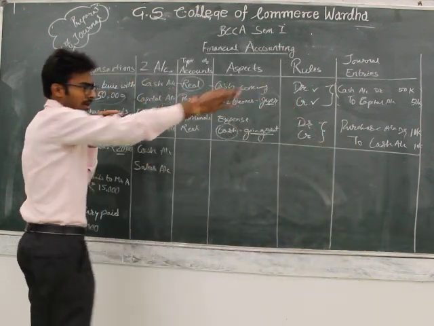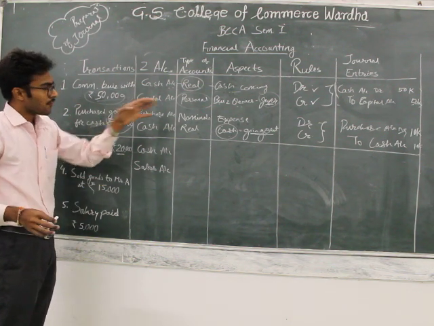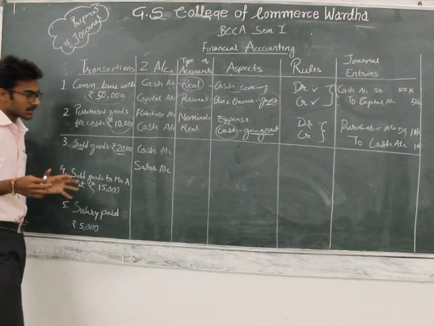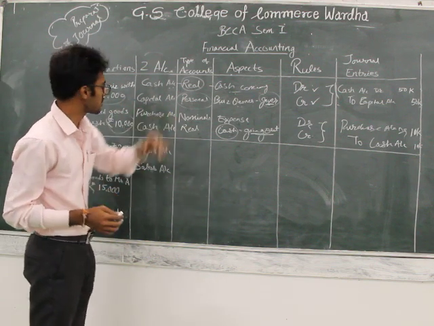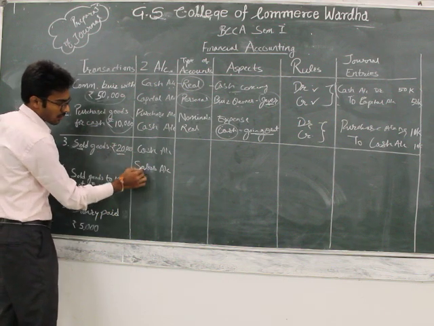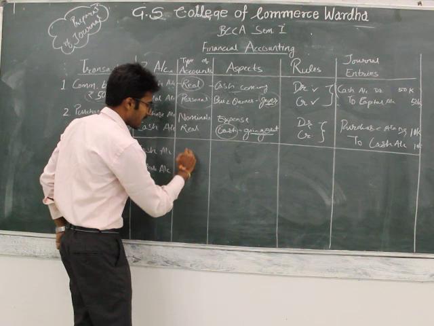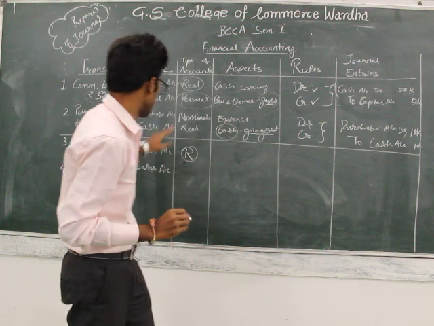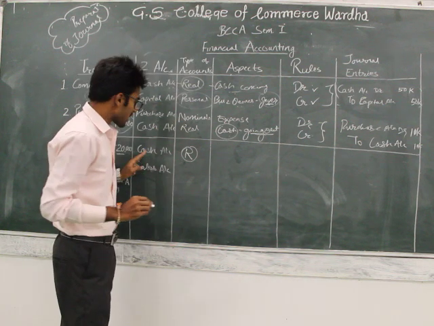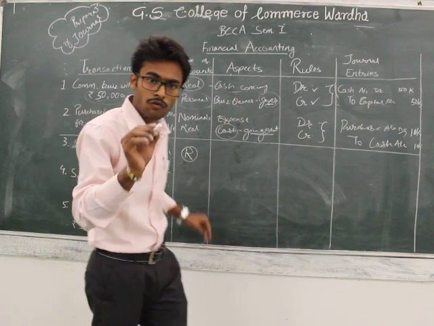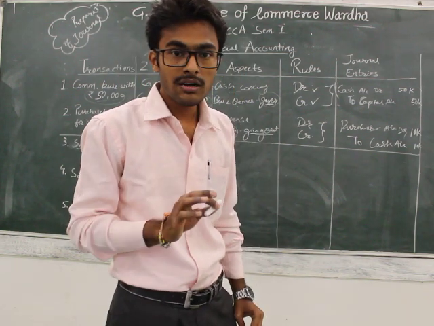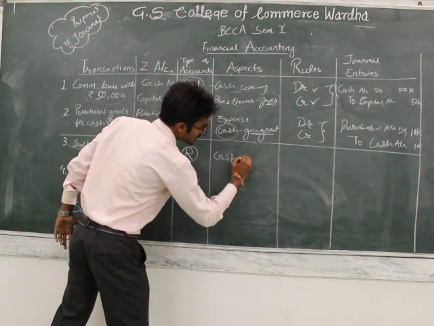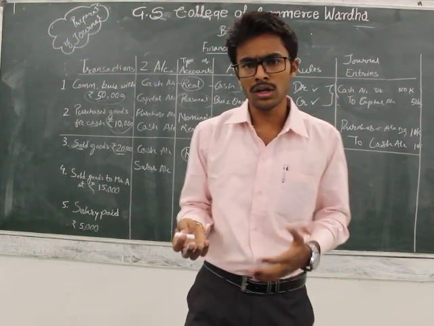Again, in the same format, let us start our whole procedure for the journal entry. We have these two accounts, cash account and sales account. Cash account is again a real account; I am using the abbreviation R for real account. The golden rule for real account is debit what comes in, credit what goes out. Here the thing is cash: is cash coming in or going out?